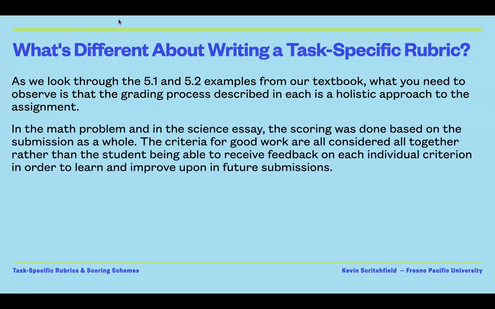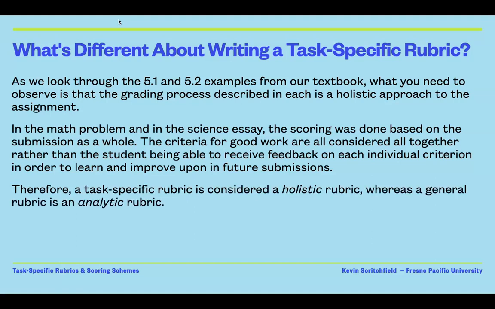In that math problem and in the science essay, the scoring was done based on the submission as a whole. The criteria within the rubric were considered all together, rather than the student receiving feedback on each individual criterion in order to learn and improve upon future submissions. They can still get feedback as to whether they answered the question or not, or the degrees within this rubric. It just doesn't go into extreme detail in every piece of the process that they used. So there is some feedback still available here. It's just not quite as detailed as a general rubric.